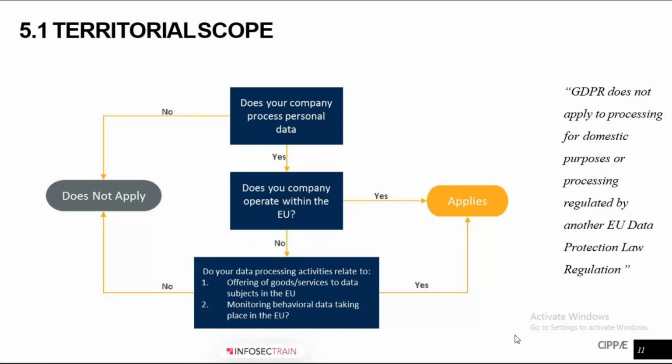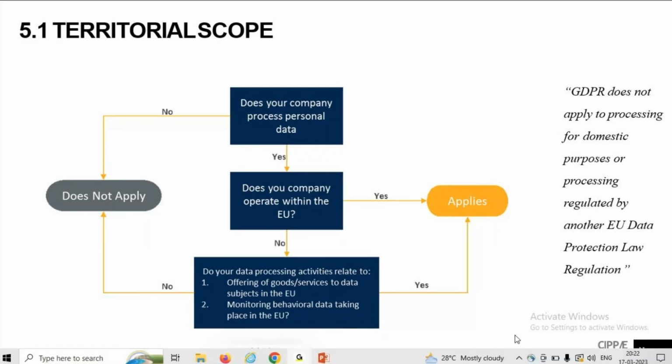The second and third clauses are very interesting. The second clause is that if a company is not based out of the EU but is still providing goods and services to the data subject, then GDPR is applicable. Or a company which is not based out of the EU but is still monitoring the behavior which is taking place in the EU, then GDPR is applicable. So there are a lot of interesting derivatives which can be pulled out of this.